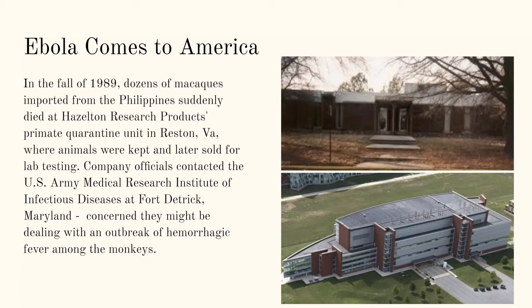Ultimately, come to find out through all the testing was that this strain of Ebola, which would become known as Ebola Reston, was not lethal to humans. Even though you had some workers from the Hazleton Research Facility get sick around the same time, it was not linked to the Ebola Reston outbreak. So what USAMRIID did was they sent doctors and veterinarians in, and they had to euthanize all the monkeys, whether they were sick or not.